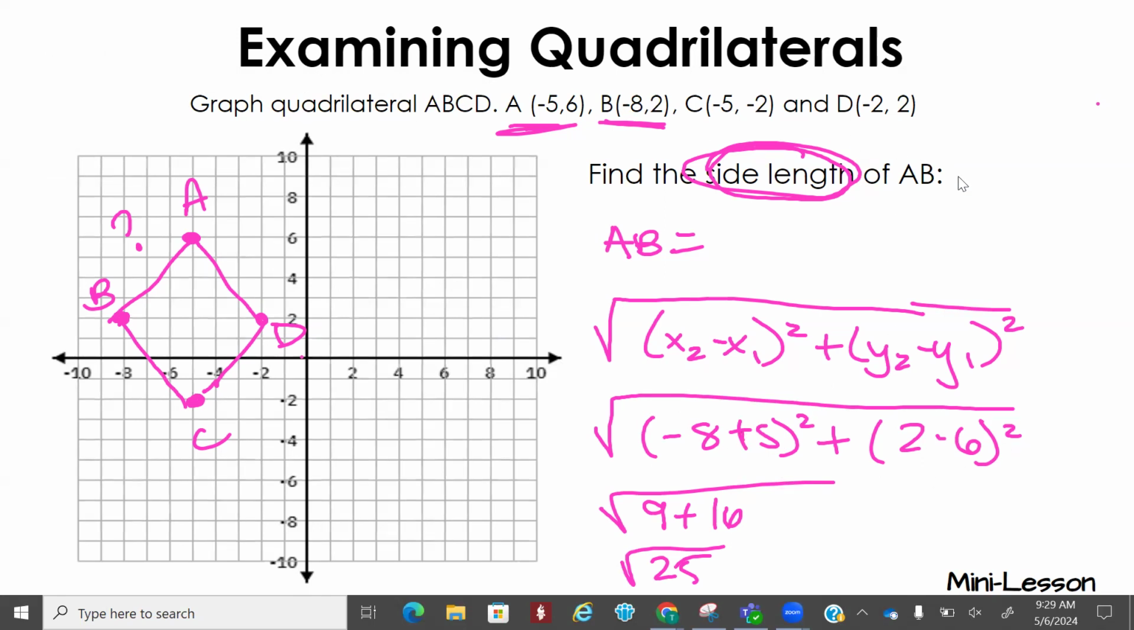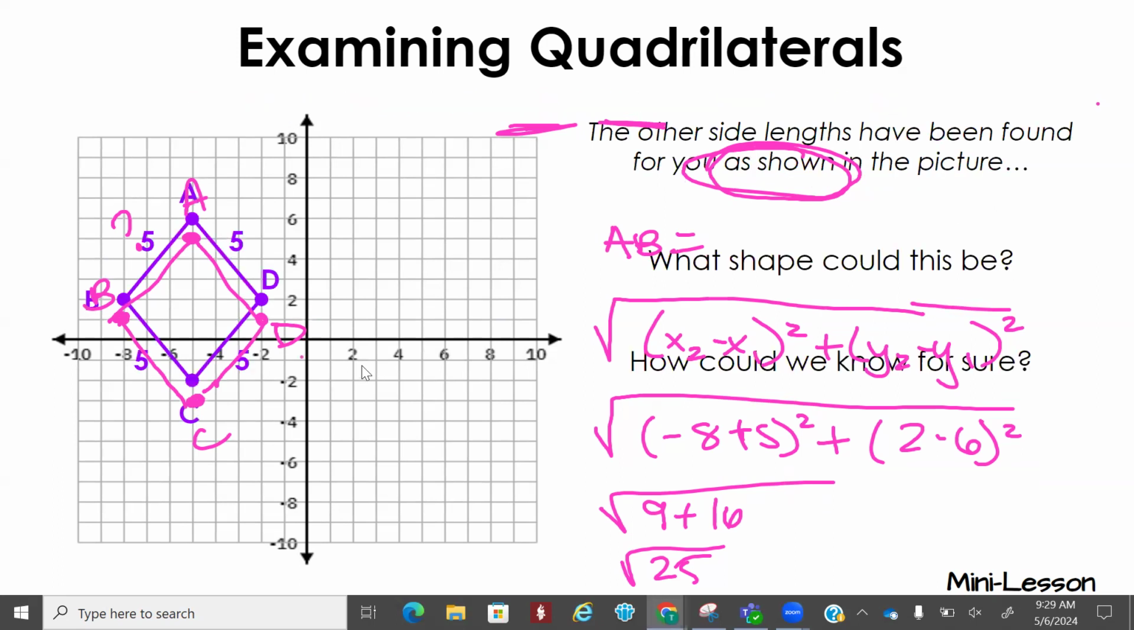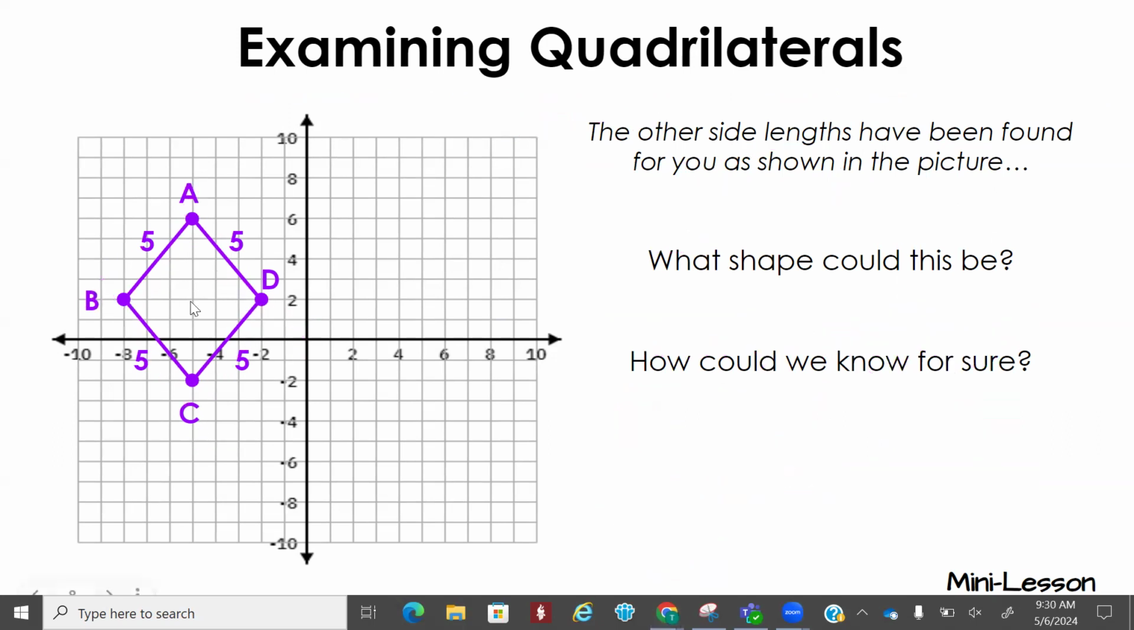Okay, so now that we found that side length, you have to find the side length for every single side. And in order to confirm that it's a square, they all have to be the same. Everybody with me on that? Okay, so if it's a square, all sides are the same. Now, if we want to know for sure whether this is a square or it could be a rhombus. Okay, so this could be a square or a rhombus.